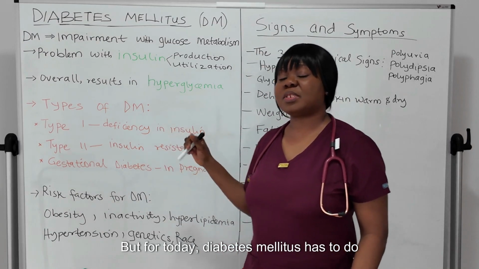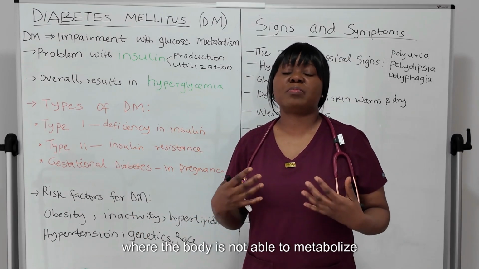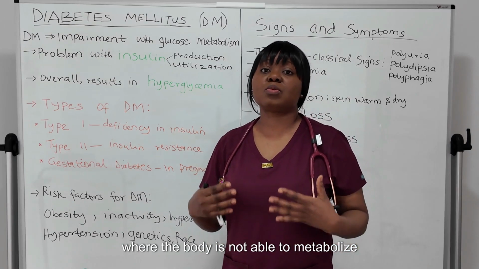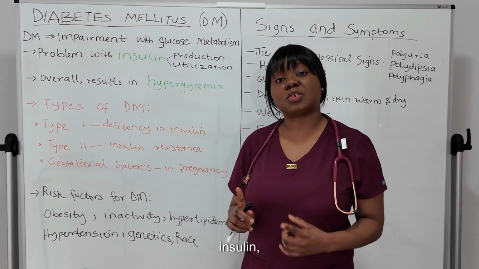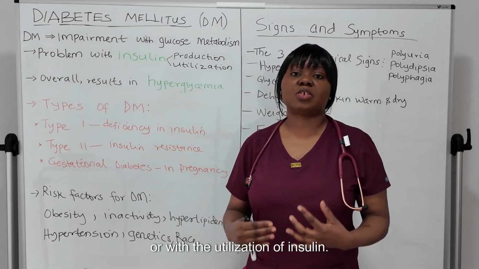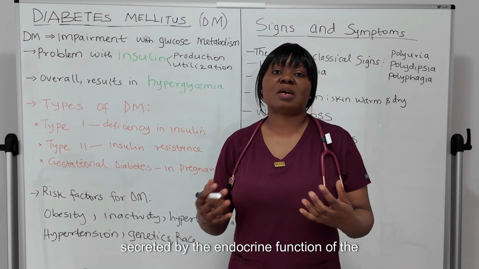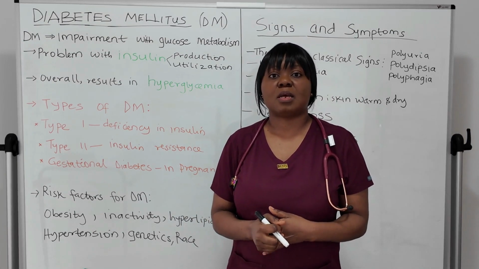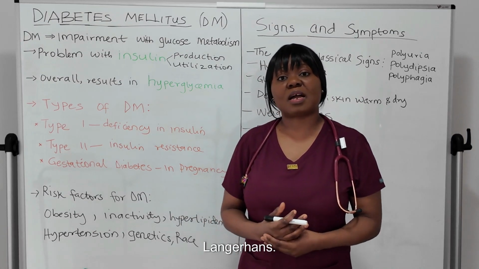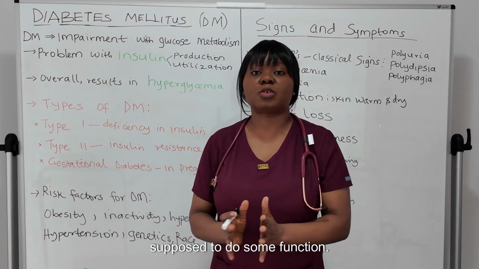But for today, diabetes mellitus has to do with a problem with glucose metabolism, where the body is not able to metabolize glucose properly due to a problem with insulin, either with the production of insulin or with the utilization of insulin. So this insulin is a hormone secreted by the endocrine function of the pancreas, by the beta cells of the islets of Langerhans. So when they produce insulin, insulin is supposed to do some functions.